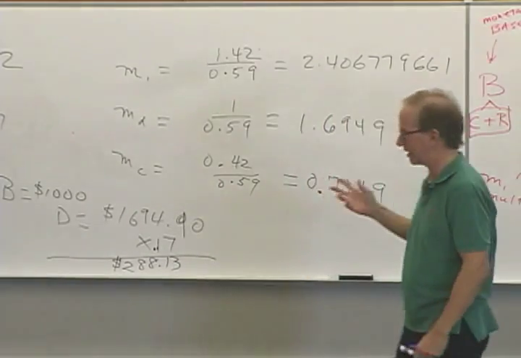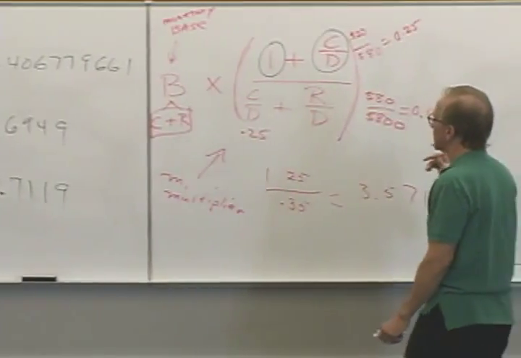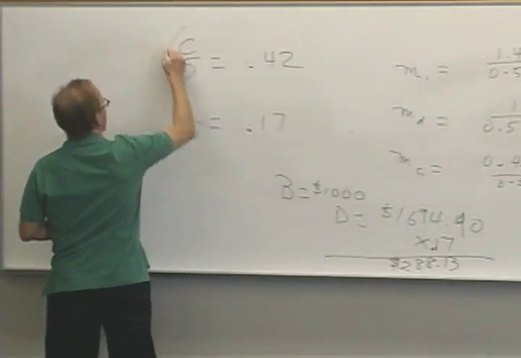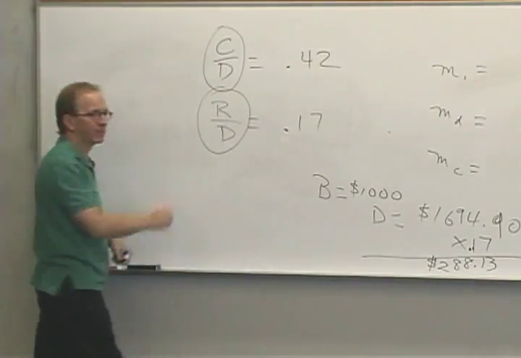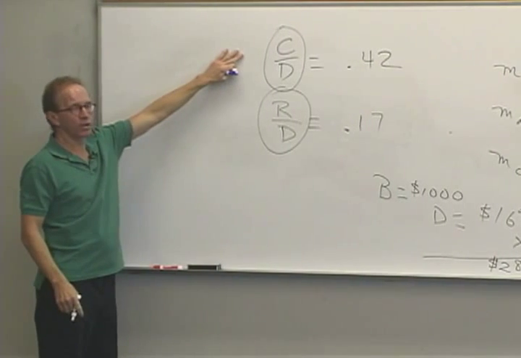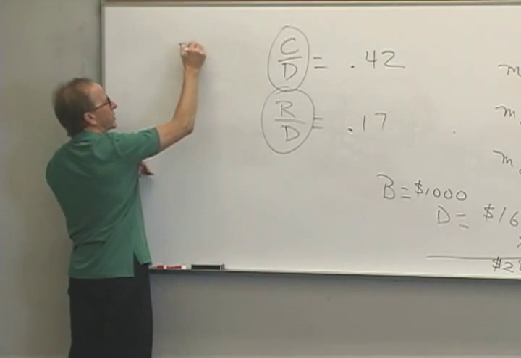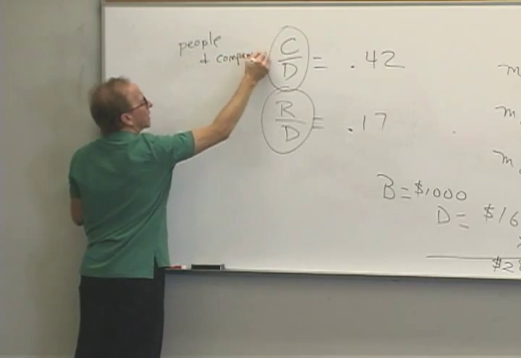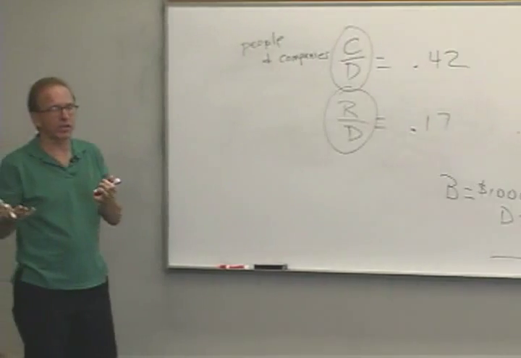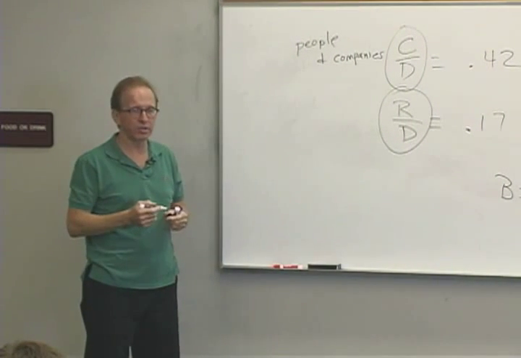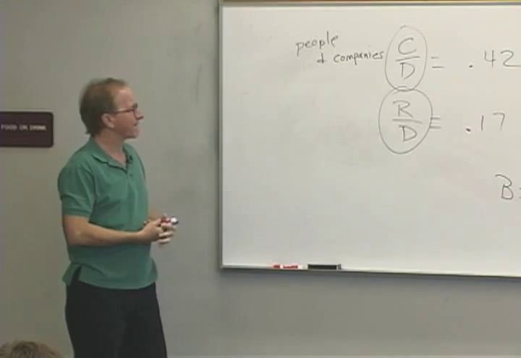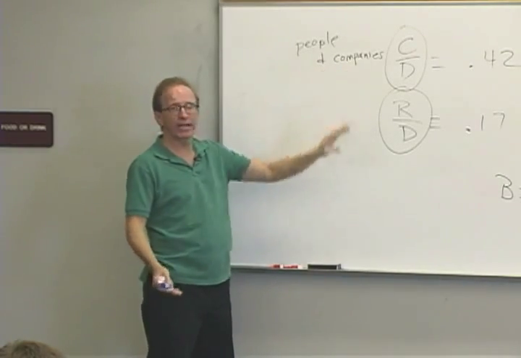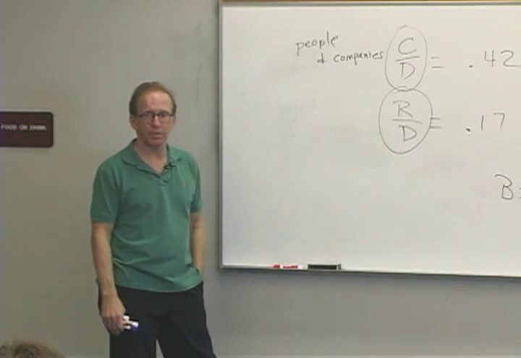Now, let me kind of finish this up. What a mess this looks like. These ratios are determined in the private sector. This ratio, currency to deposits, people and companies decide how much, or basically how to divide up their monetary assets. Okay, you decide how much currency to hold. If you have $1,000 of money, then you decide how much of that's currency and how much of it's going to be in your checking account.